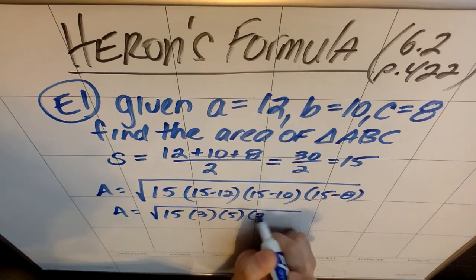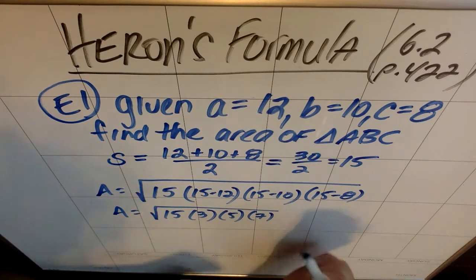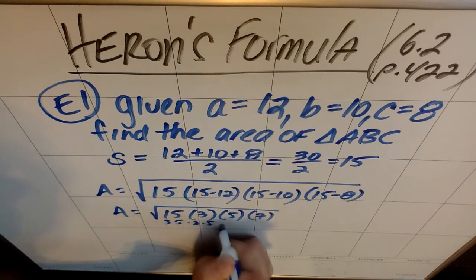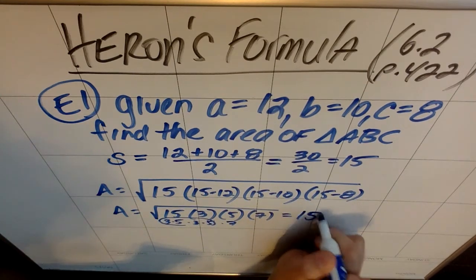Nobody really wants you to do 15 times 3 times 5 times 7. Actually, interestingly enough, you can simplify this if you want. It's going to end up being 15 root 7, because if you realize that this is 3 times 5 times another 3 times 5 times a 7, these pairs can come out of the square root. So you can take out a 15 times root 7.